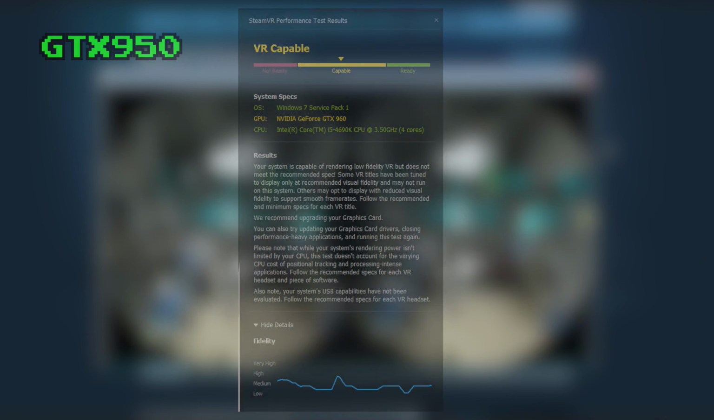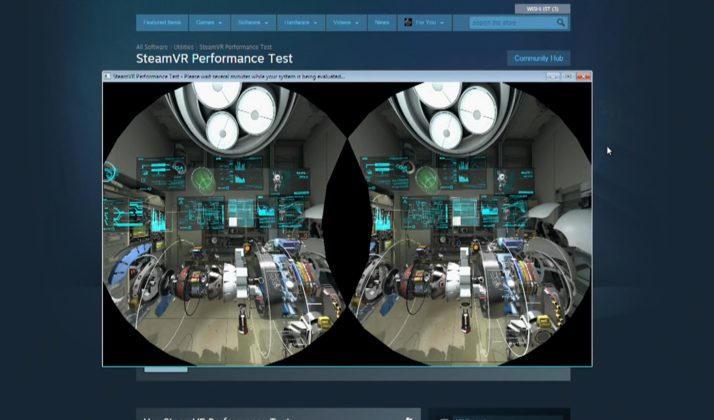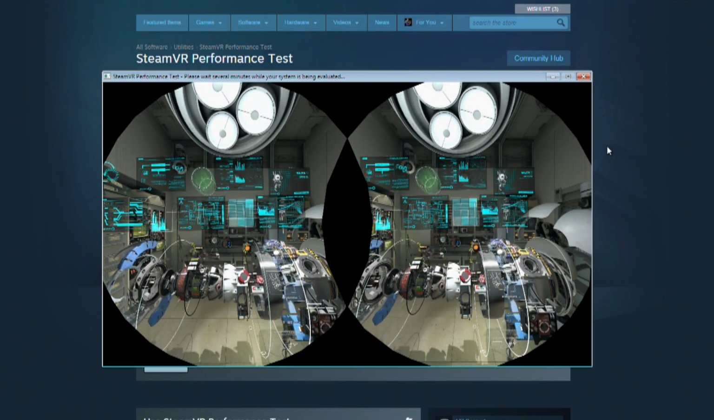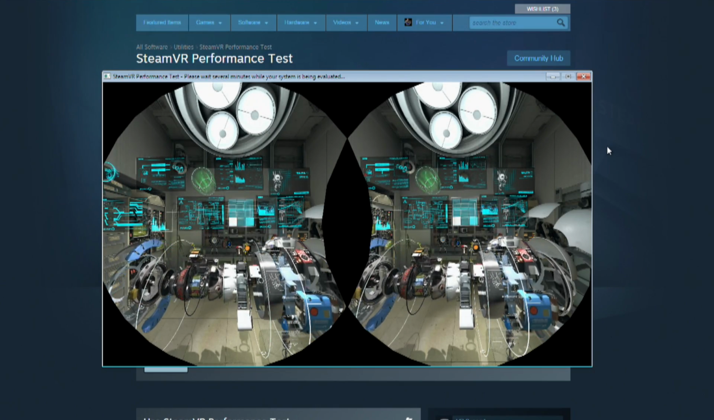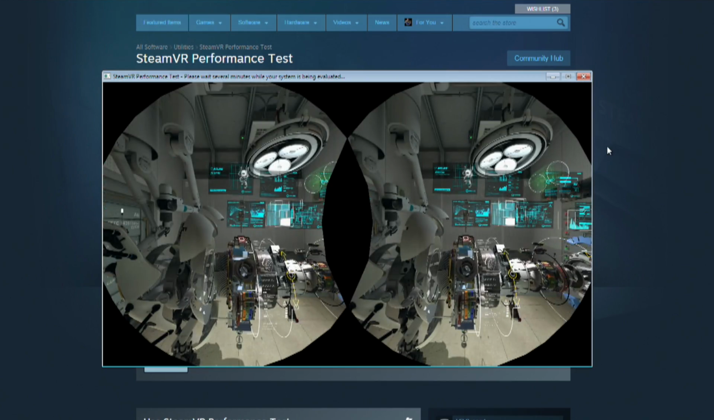So the story is, so far, any current model 900 series card from Nvidia will be okay for VR, but if you want good VR instead of okay VR, then of course a 970 is your best bang for buck option.